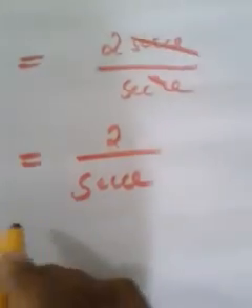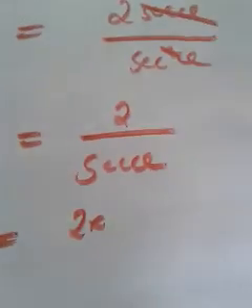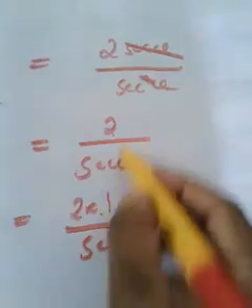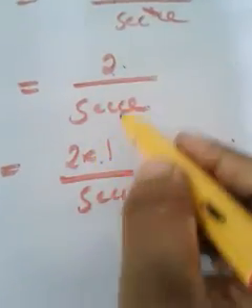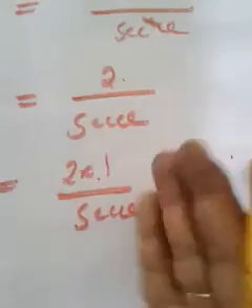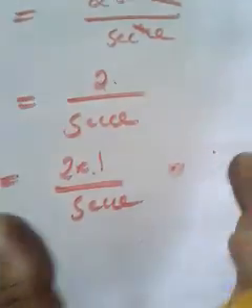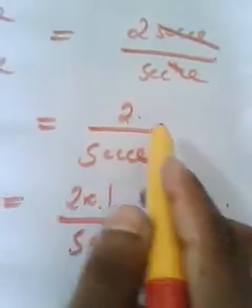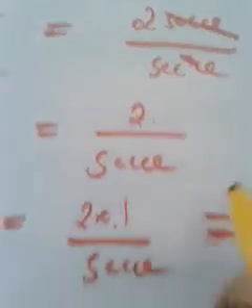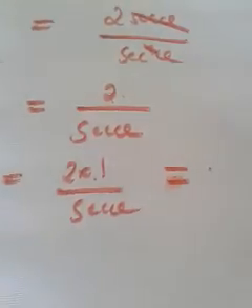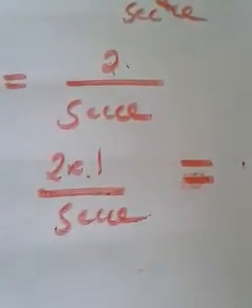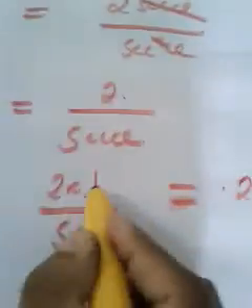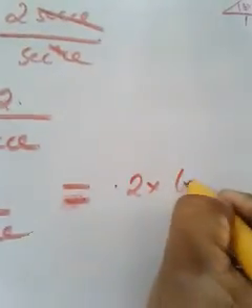You may have understood. And can you write it as 2 into 1 by sec theta? Of course. Because 2 into 1 is nothing but 2. So 2 by sec theta, we can write it as 2 into 1 by sec theta. When we solved that extra question, we used to write 2 by sec theta as 2 into 1 by sec theta, because those who solved all the questions well, they may have understood it well. So what is 1 by sec theta? 1 by sec theta is nothing but cos theta. It becomes 2 cos theta.